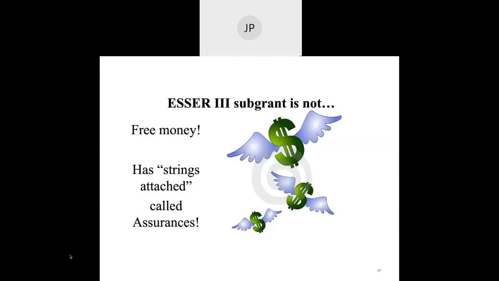It's important to remember that the ESSER 3 subgrant is not free money. Unless you're lucky enough to find a dollar on the sidewalk, there really is no such thing as free money. Federal grants and subgrants come with these strings attached that are called assurances. And again, these assurances are obligations on the part of the grantee as a condition of receiving and utilizing those funds.